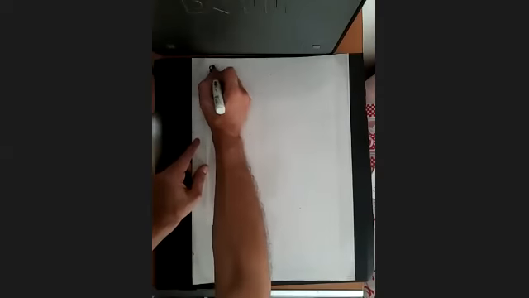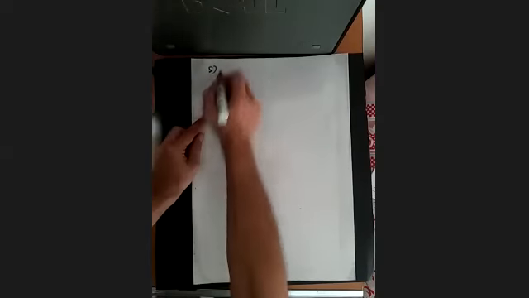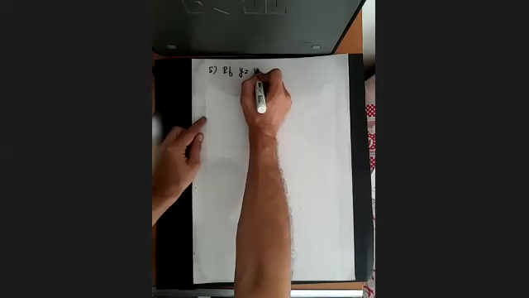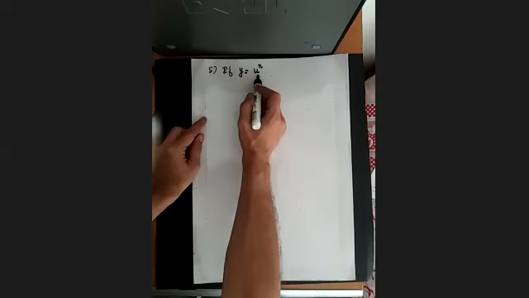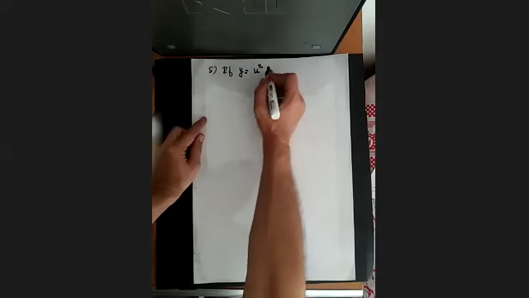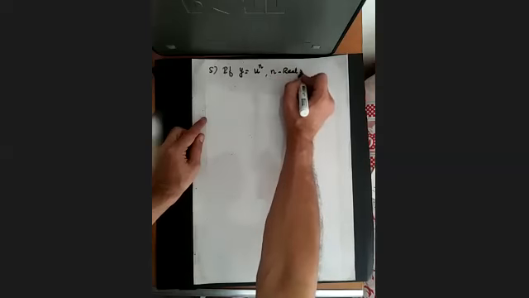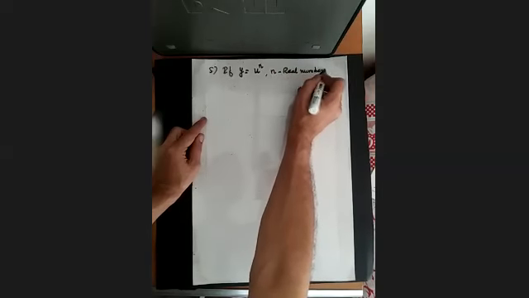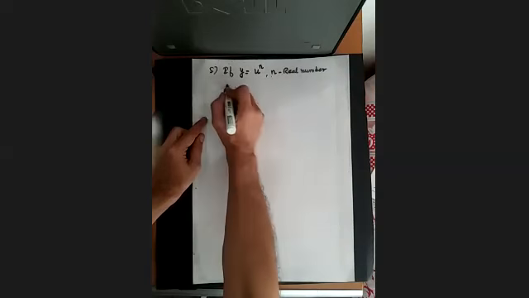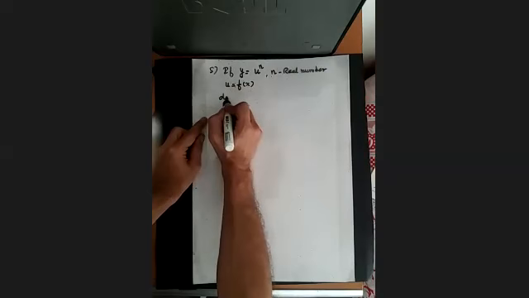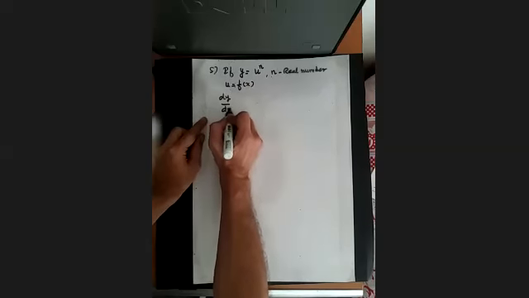Okay, number 5. If y is equal to u to the power n, so y is a function of u and its power depends upon u and its power n. Where n is what? n is a real number, that is given to you. So n is a real number, and what is u? u is again a function of x. So you want to find out dy by dx.